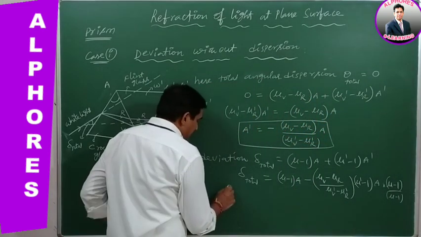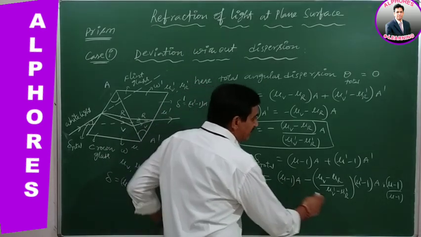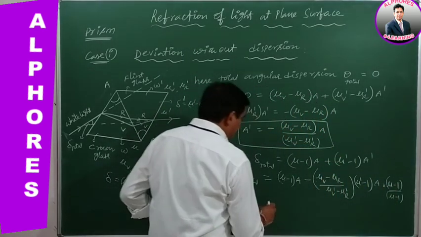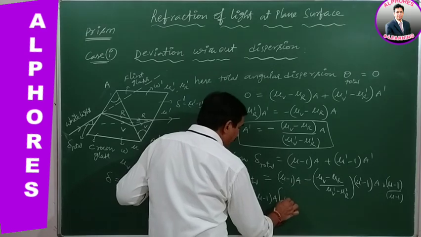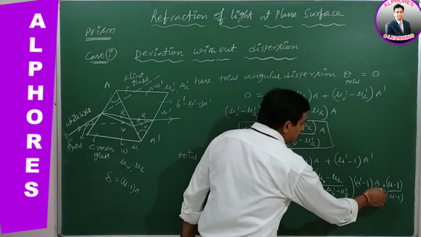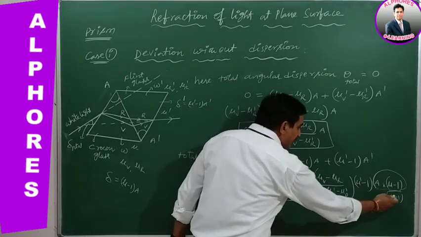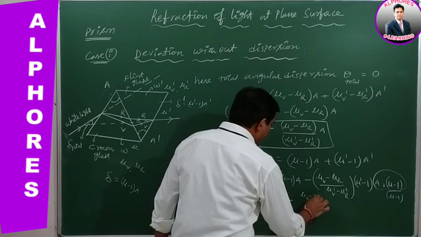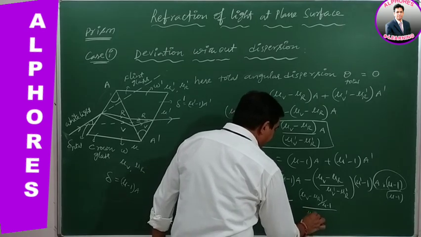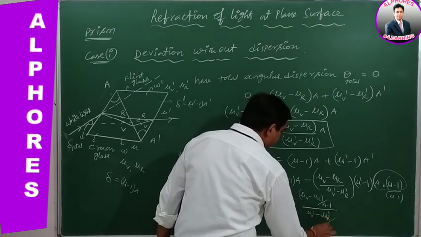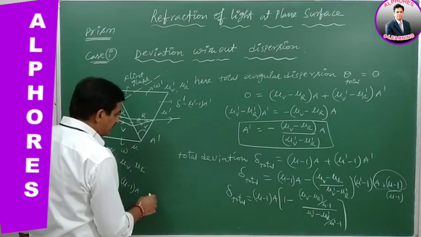For our convenience, the total deviation equals, see here, (μ minus 1) into A, (μ minus 1) into A, we are taking common (μ minus 1) into A. This term is taking common 1 minus, the remaining is μV minus μR by μ minus 1 by μV dash minus μR dash by μ dash minus 1. So this is our total deviation suffered.